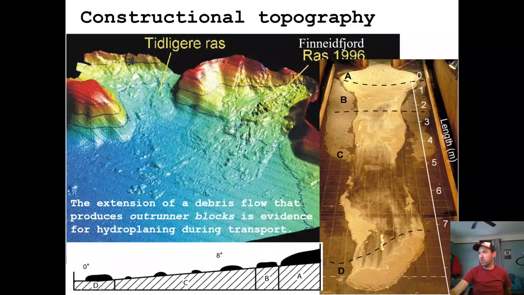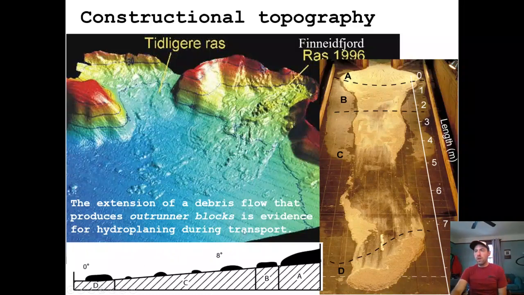So this is a demonstration of that in a flume setting here. I believe this is in Minnesota, although I can't confirm that. So that's a cool feature that you might expect to see in situations where the constructional topography is generated by these debris flow systems.